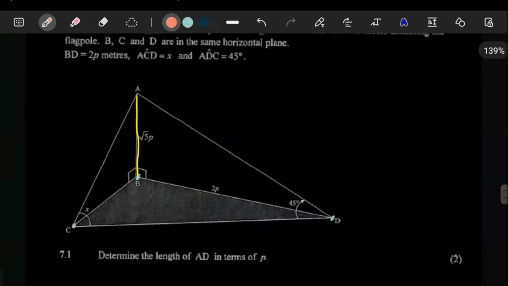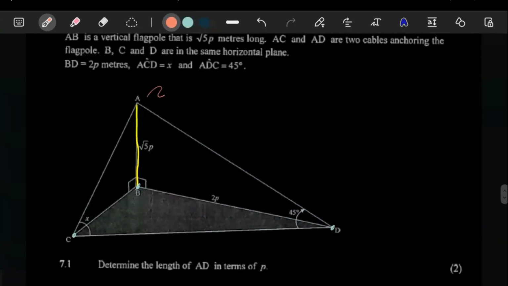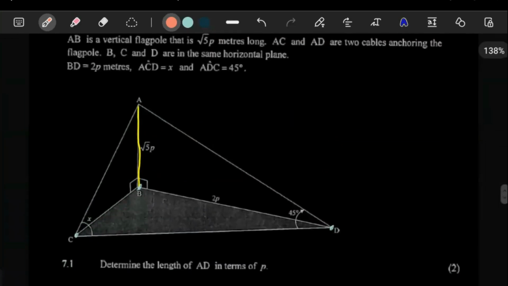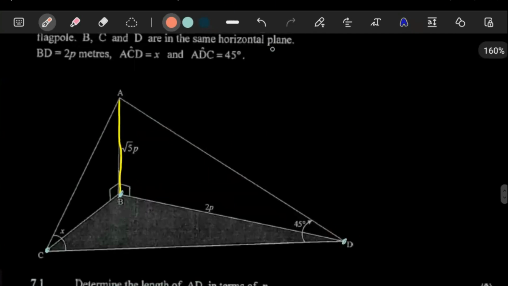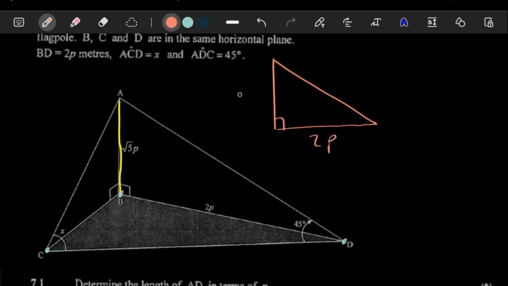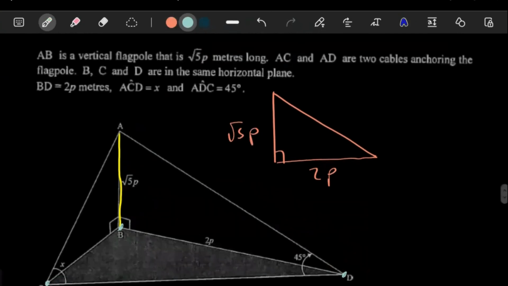And then for 2 marks, they said we should get the length of AD, which is this whole length here in terms of P. So the one thing for sure is that we have a right angled triangle over here, right? And then we have here 2P, we have here square root of 5P, and then up here we have A, AD, and B. So we have to work this out using Pythagoras, right?